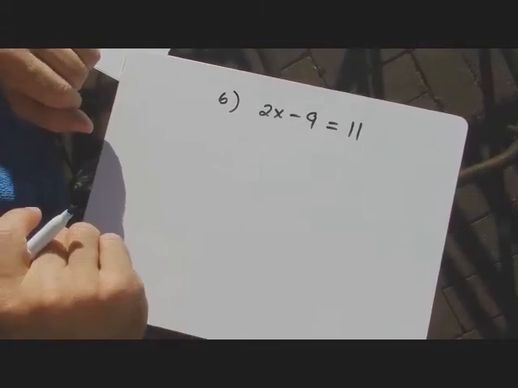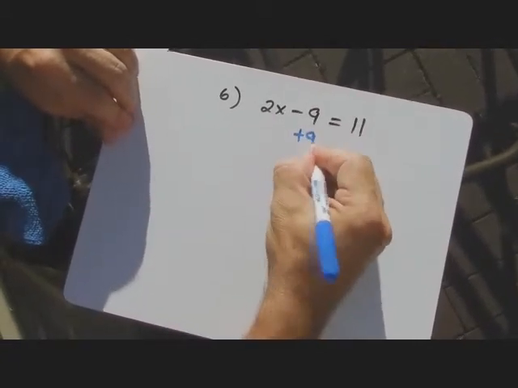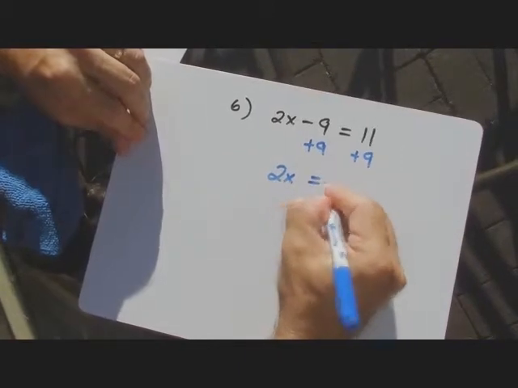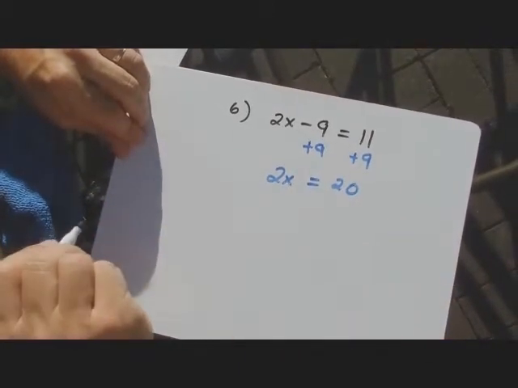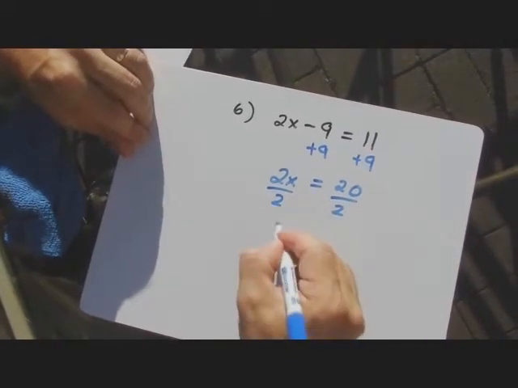Alright, question number 6. Not too bad. This time we're going to add 9 to both sides. Wind up with 2x equals 20. Aha, this looks nice because when I divide by 2, I will get x equals 10.